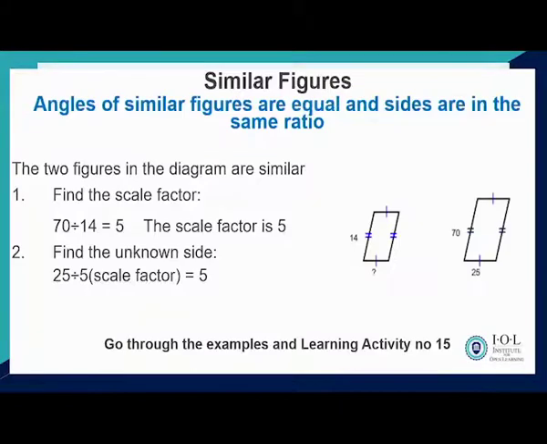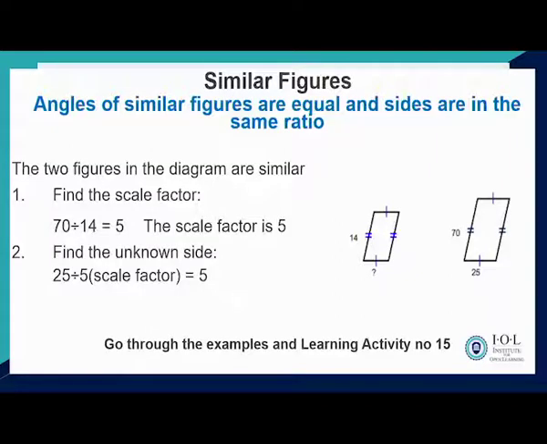So let's first do similar figures. The angles of similar figures are equal, but the sides are not equal, but they're in the same ratio. You can see this as an enlargement. In an enlargement, the angles are the same, but the sides are in a different ratio. If I make an enlargement of a photo, I'm not getting taller or shorter or fatter or leaner.